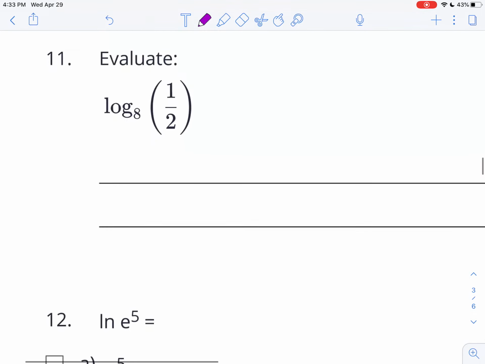All right, also on that lesson, oh, my screen just froze. Sorry about that. Let's see if this works.